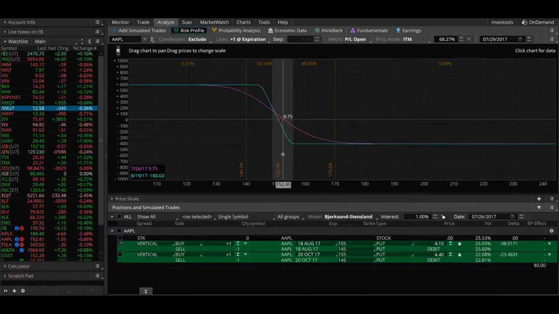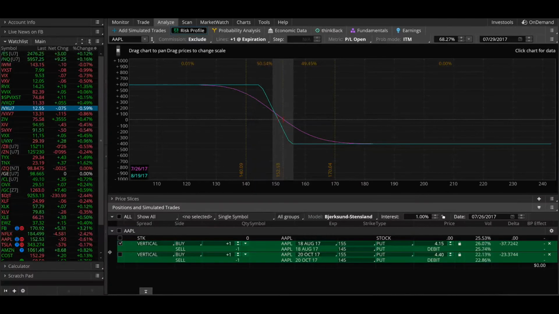So right now, Apple is trading around $152.50, and as we can see, the P&L is basically zero right here. So what would happen if Apple fell to $140 today? Well, if Apple fell to $140, the estimated P&L on the August put spread is expected to be around $435, and we can see that in the lower left-hand corner.